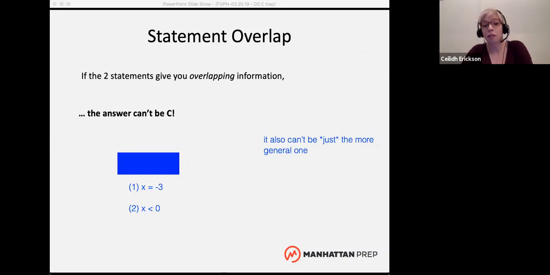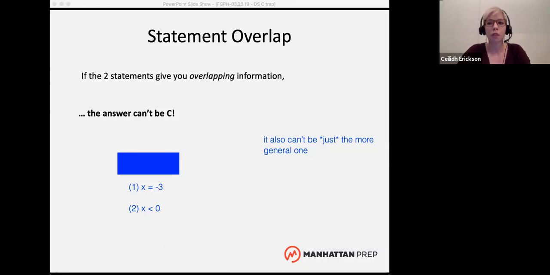Could be A. I mean, if it's like, what is X? It could be D if the question was, is X less than 1 or something? Or it could be E if, well, it's never going to be E if they give you the value of X, but you get the idea. But it can't be C, can't be just the more general one. Does that make sense?